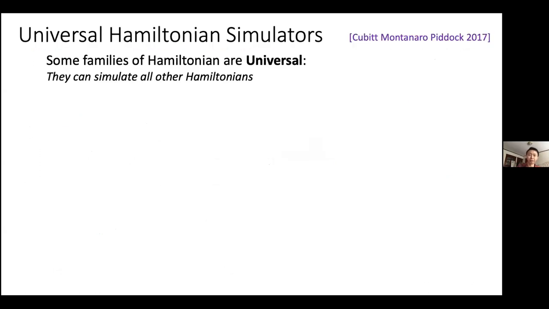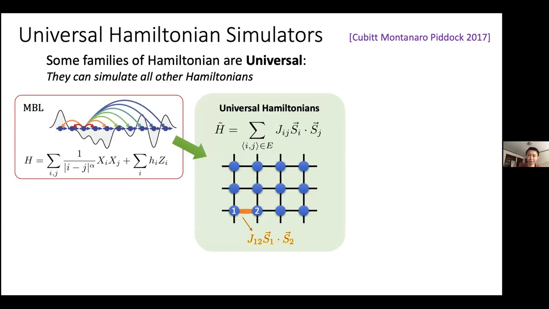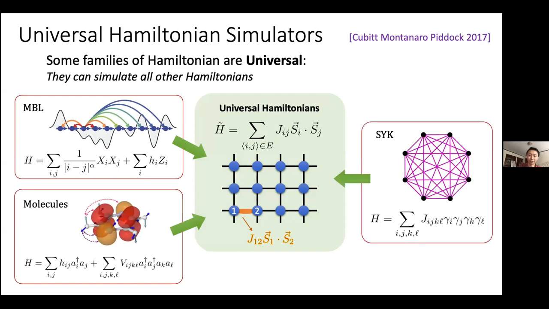Now, on the theoretical front, very nice recent progress has been made by Toby Cubitt, Ashley Montanaro, and Stephen Piddock in showing that there exist families of Hamiltonians which are universal, in the sense that they can simulate all the other Hamiltonians. They discovered that some very simple Hamiltonians, like a 2D spin-lattice model on a square lattice, can be used to simulate Hamiltonians as complex as a long-range interacting many-body localized system, or molecules, or anything that you throw at it. For example, even the all-to-all connected SYK model, which has been used to model certain aspects of black holes. This is a very nice result because it says that if you can implement these simple Hamiltonians, you can in principle use them to simulate all the other Hamiltonians.